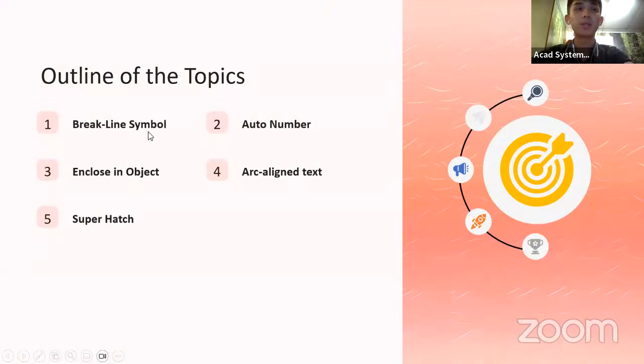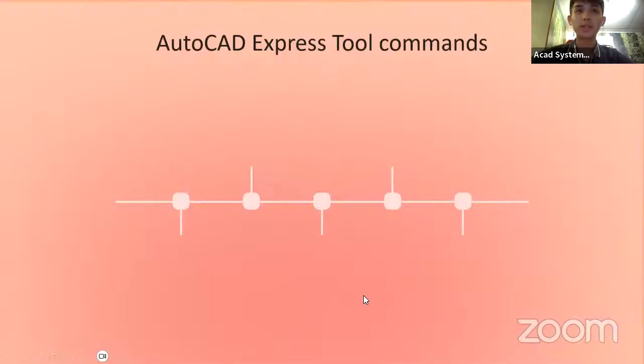These are the outline of the topic today. The first is breakline symbol, the second is auto number, the third is enclose in object, the fourth is arc aligned text, and lastly, super hatch. Before we move to the next slide, you can open your AutoCAD and do it together with me, or you can listen first, then do the exercise later.